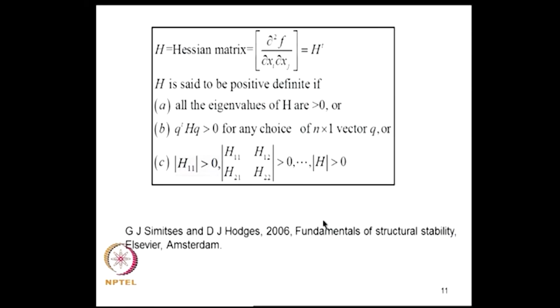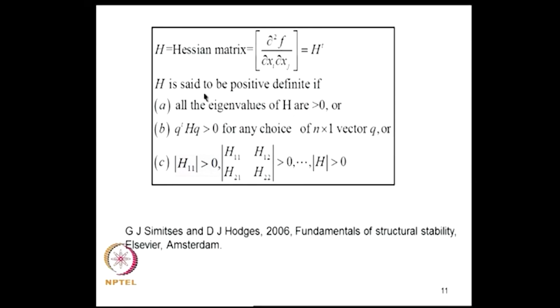What is the Hessian matrix? The Hessian matrix is the matrix of second order derivatives of f. So, this is given by its elements Hij equal to dou square f by dou xi dou xj. Clearly, since dou square f by dou xi dou xj is equal to dou square f by dou xj dou xi, this Hessian matrix is symmetric.